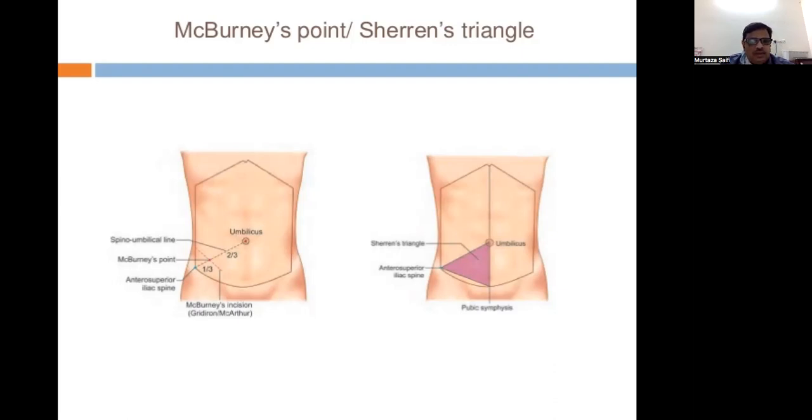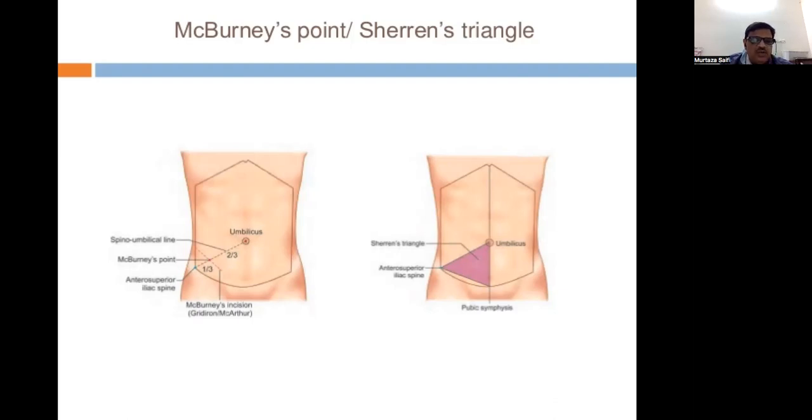We elicit tenderness and profound tenderness at McBurney point, and we also make the incision at McBurney point, the gridiron incision, for the appendicectomy. Tenderness we elicit on Sherren's triangle with a line from the umbilicus to the pubic symphysis, and third, a line to the anterior superior iliac spine.